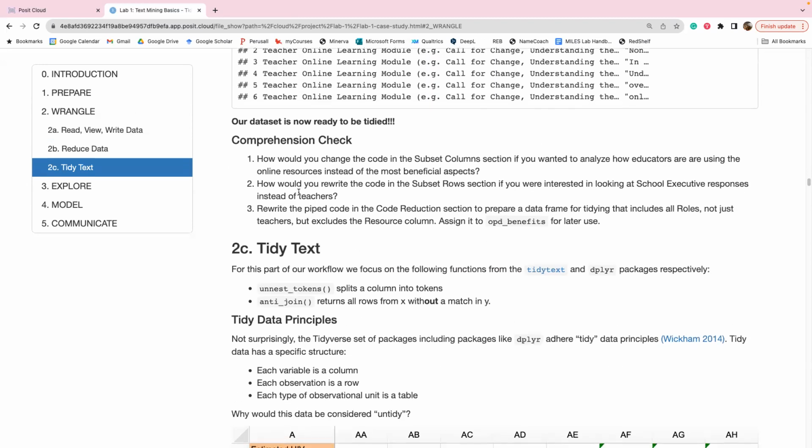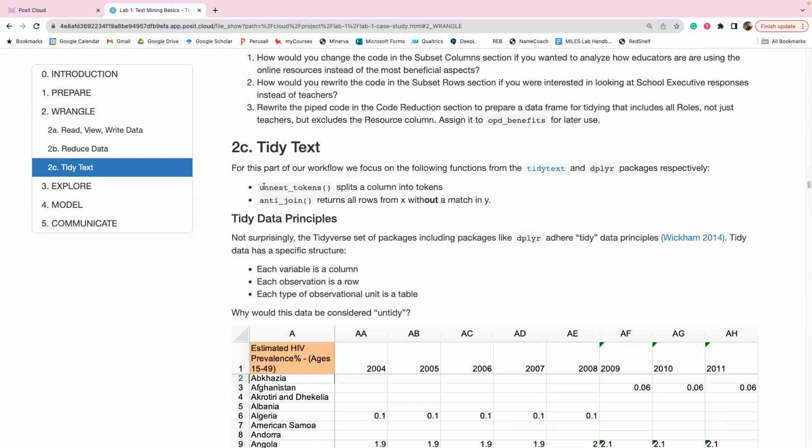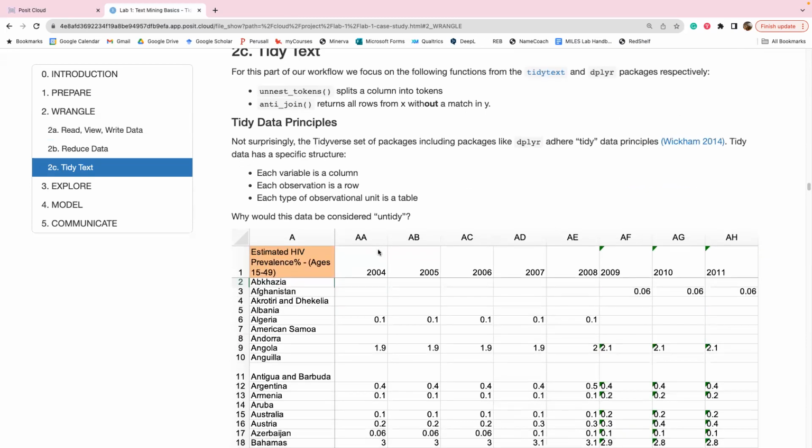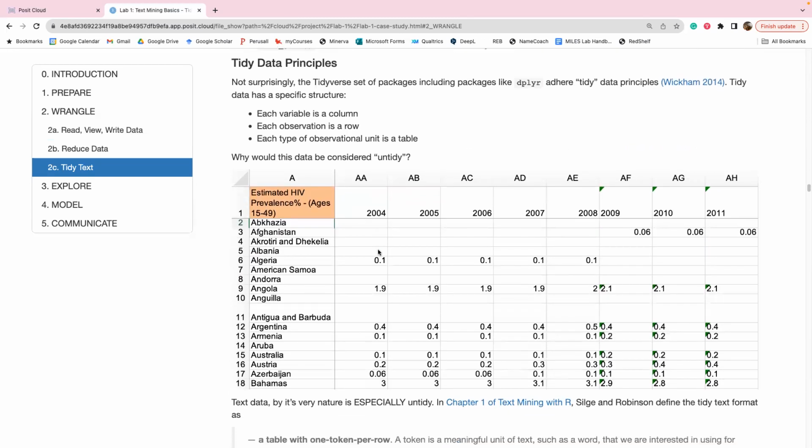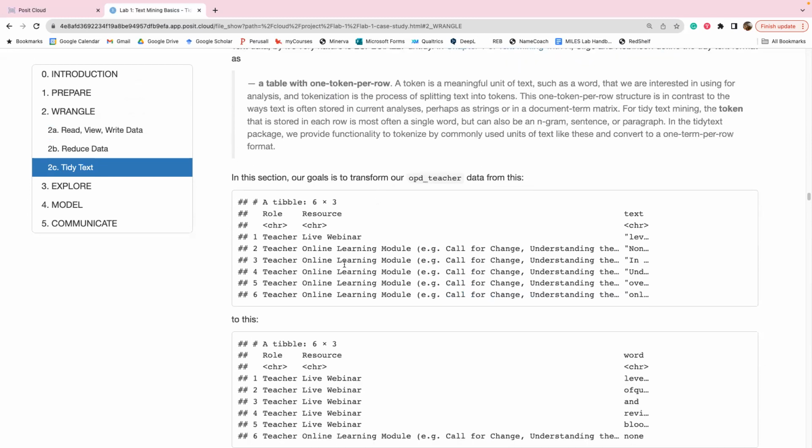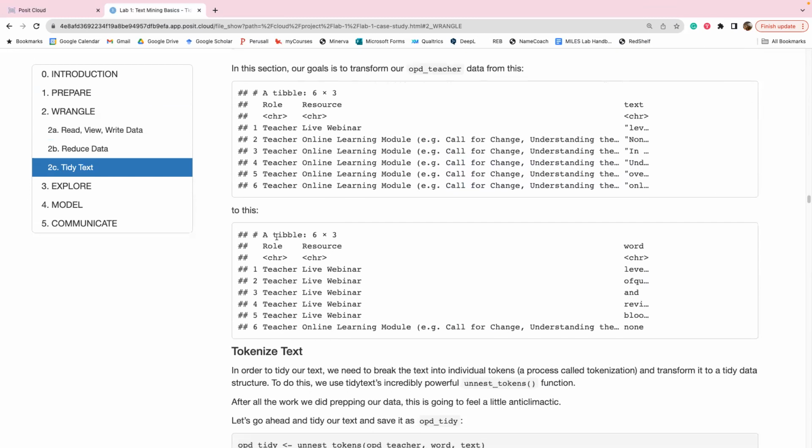So the tidy text is the one that's going to unnest them and split the columns into tokens. And the anti-join returns all X. So in here, that's not the example I want to show. This is what it looked like before, of like 1, 2, etc. And now it's looking at one word at a time. So that's why it's the same.